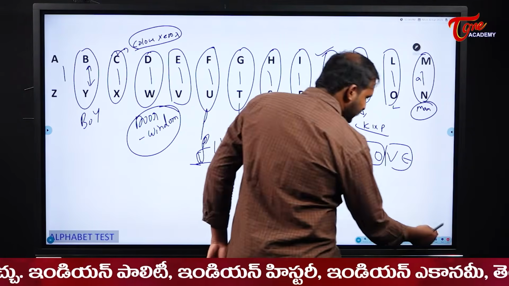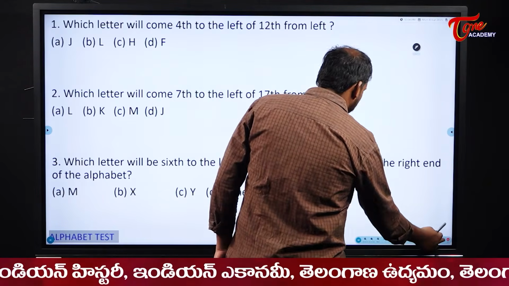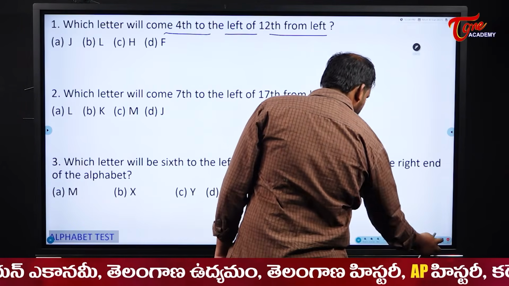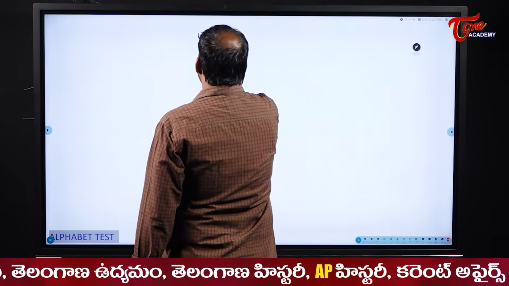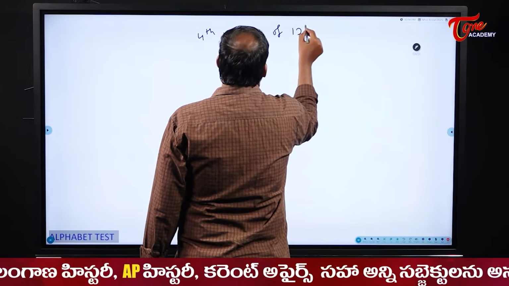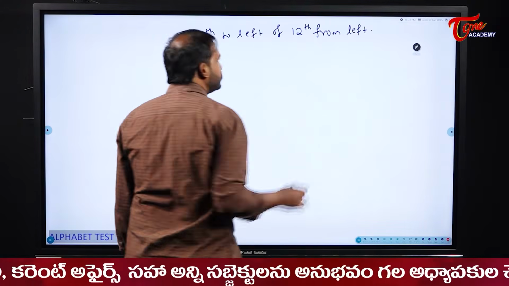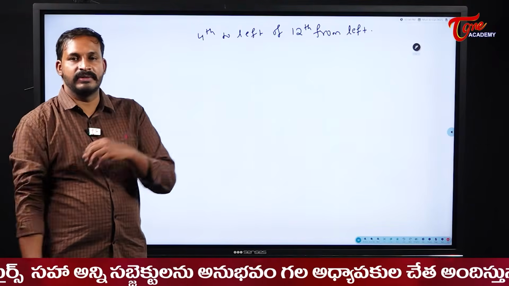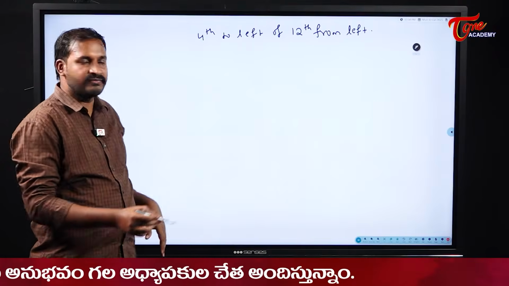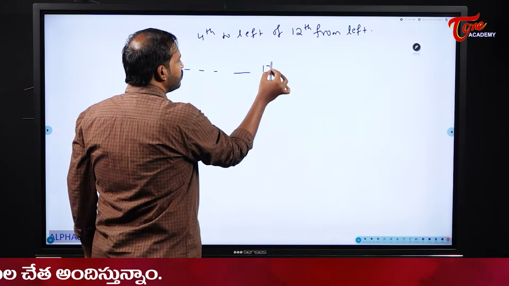Okay, sir. Now, next, in this alphabet test, we should know a few things. Now, we will see. Take this example. Which letter will come 4th to left of 12th from the left? This is the question they asked us. What does it tell us? 4th to left. That means you will start counting from here. You will find the 12th.